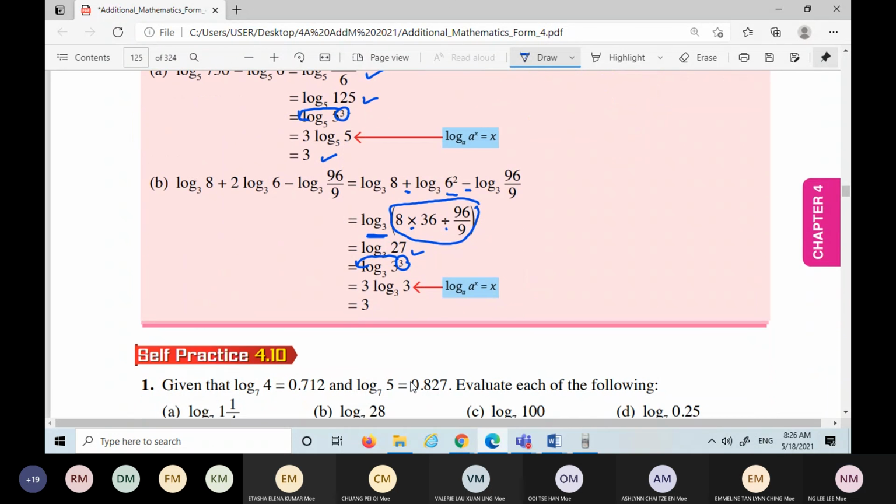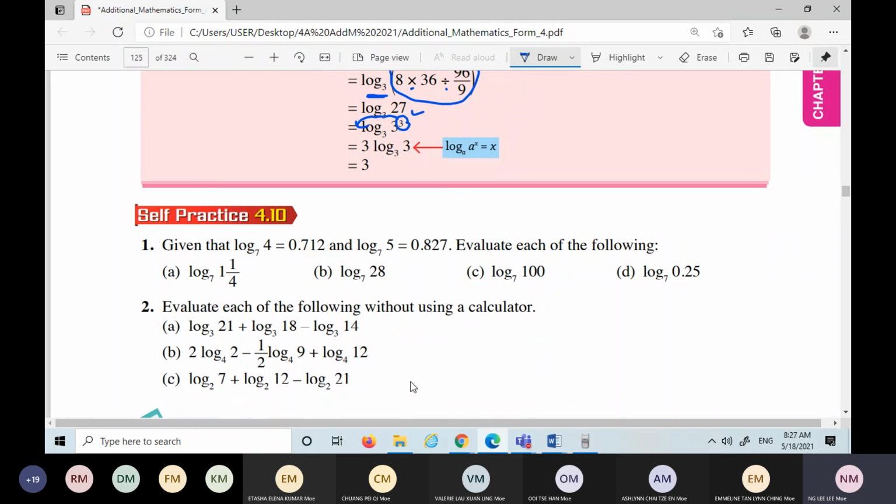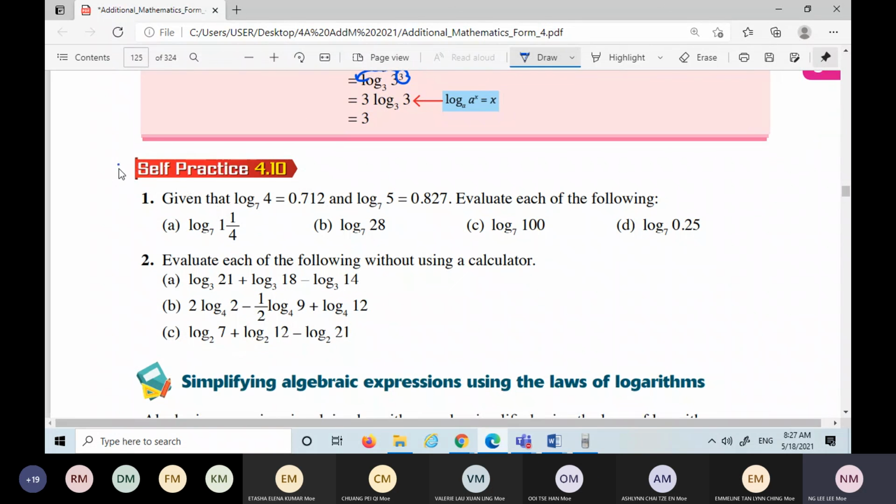Any question to ask? Okay, this is another homework. Two exercises.